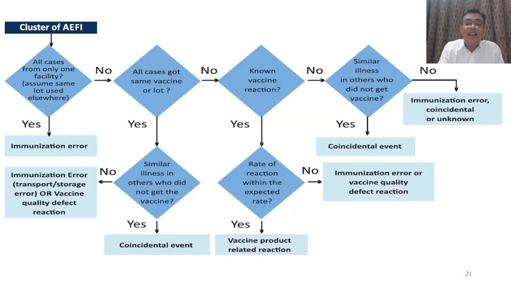If it is not a known vaccine reaction, then similar illness in others who did not get the vaccine? If it is yes, then it is a coincidental event. If it is no, then most probably it is an immunization error, coincidental or unknown. So this algorithm can classify the cluster based on the cause-specific classification.